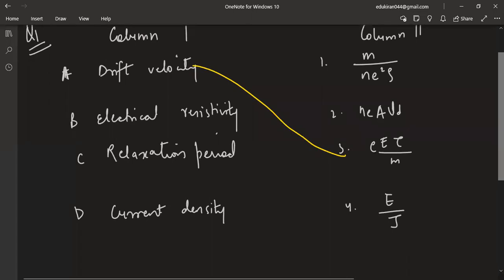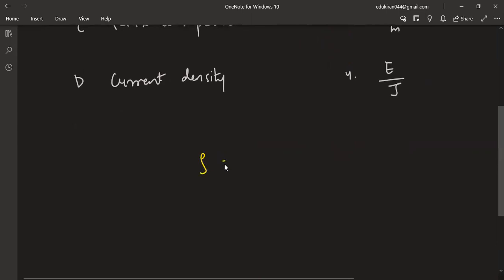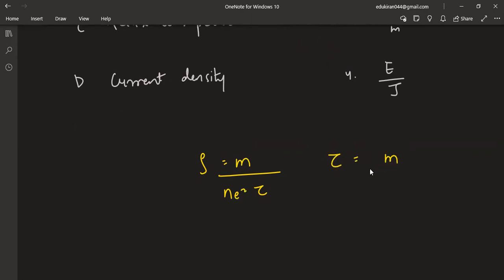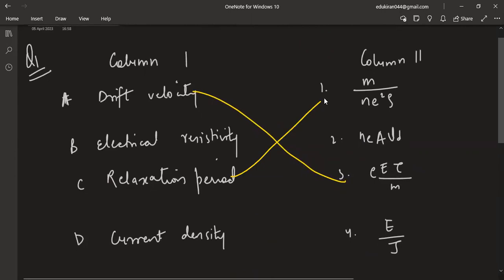Electrical resistivity. Resistivity is m by n e squared tau. So from here, relaxation time will become m by n e squared rho. So your relaxation period, that will be the first part. All right, so A is 3, C is 1. Now, C is for current density, no?